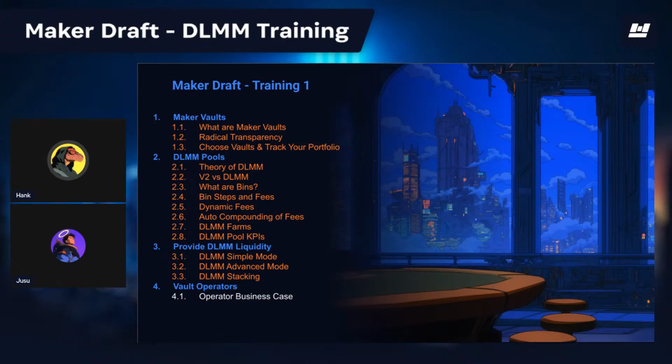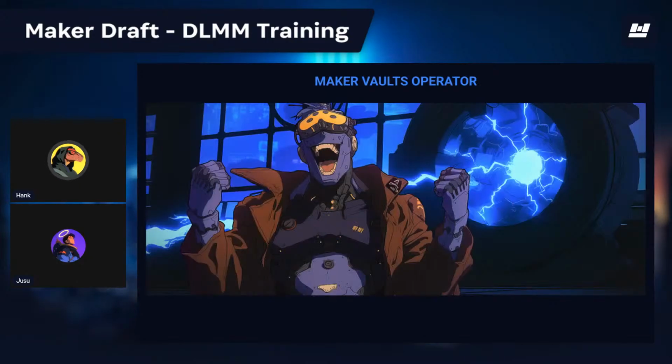Anybody who has followed the stream until now showed dedication. We're almost at 2 hours, and there might be potential for becoming an operator. The operator business case in general at the start is the idea is you do what you love. So if you're somebody who already loves DLMMing, providing liquidity, you do that for your own funds. With MakerVaults as an operator, you can do that and earn the operator fee on top.